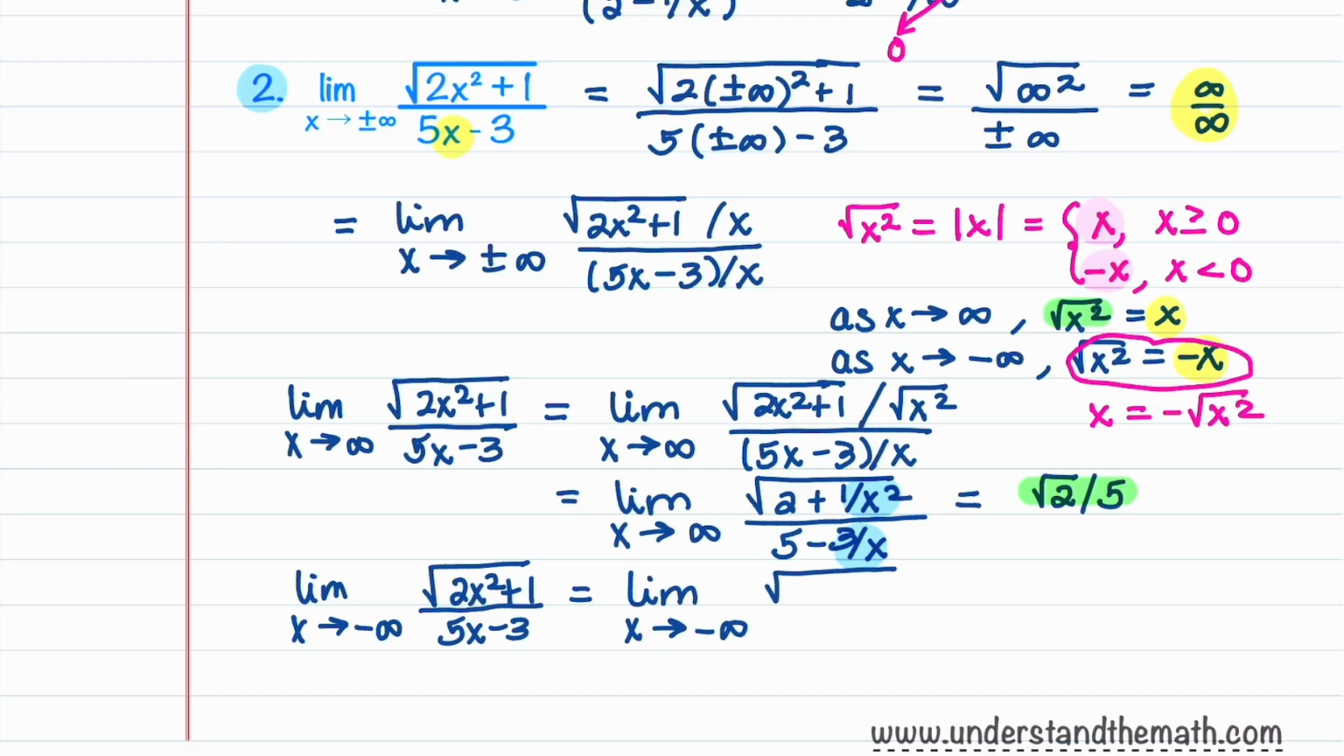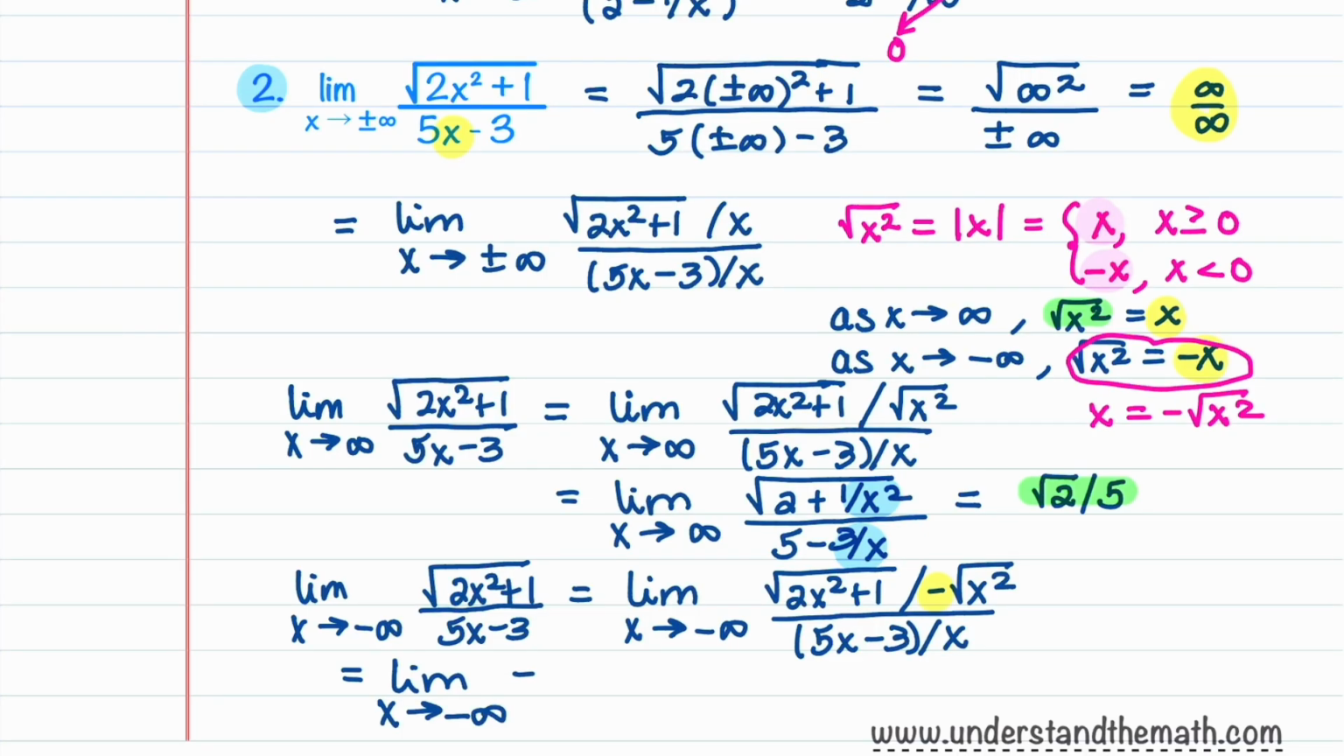In the numerator, we have 2x squared plus 1, and we're going to divide by minus the square root of x squared. And then on the bottom, we're just going to divide by x, so we have 5x minus 3 divided by x. I'm going to go down here to the lower left, we're kind of running out of space. Let's rewrite this as the limit as x goes to minus infinity. Do you see this minus sign right there? We're going to take that out in front.